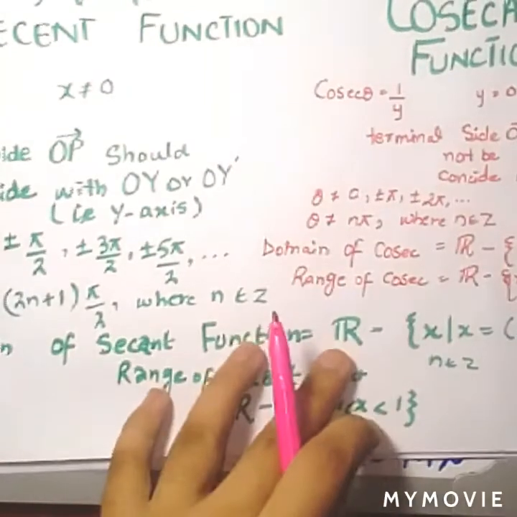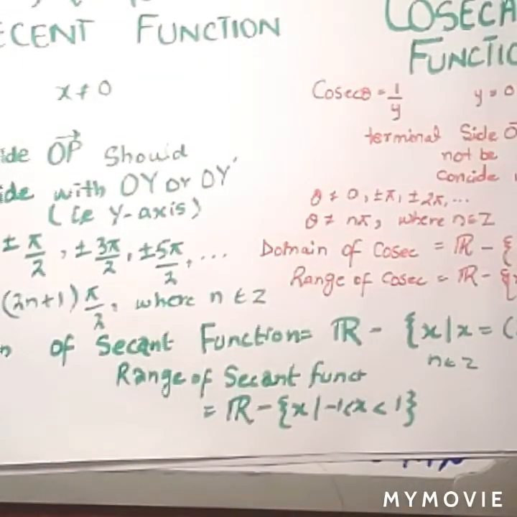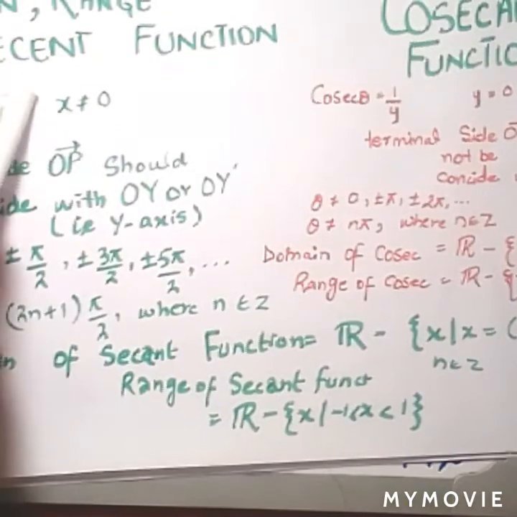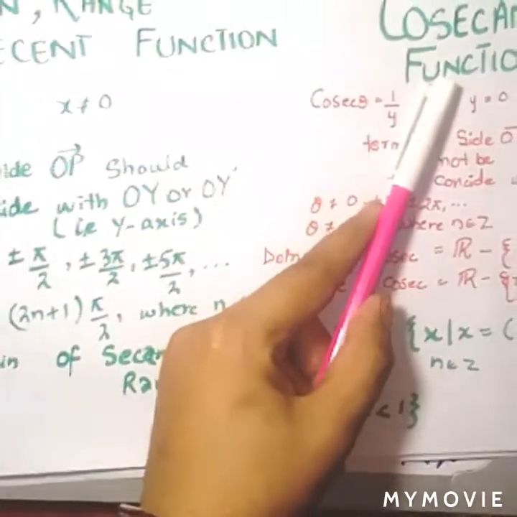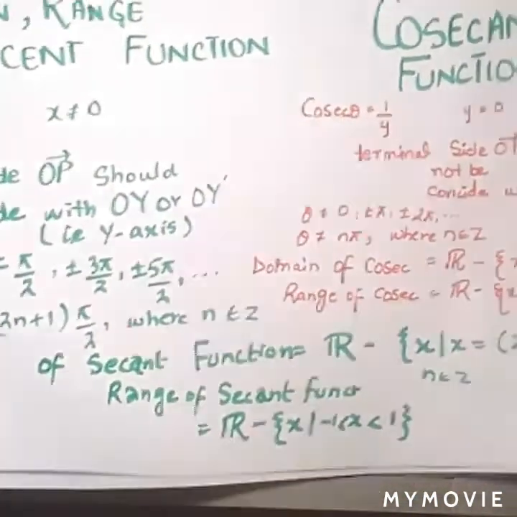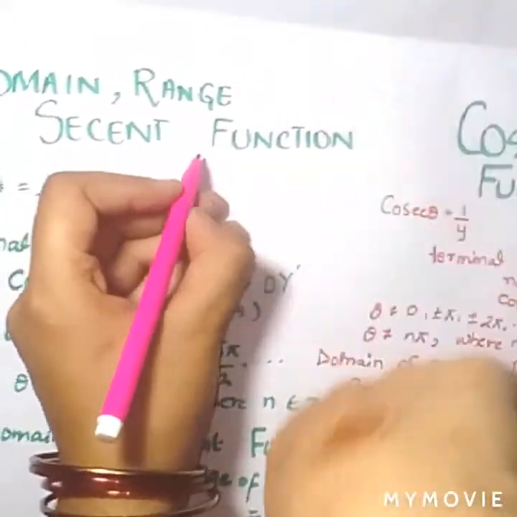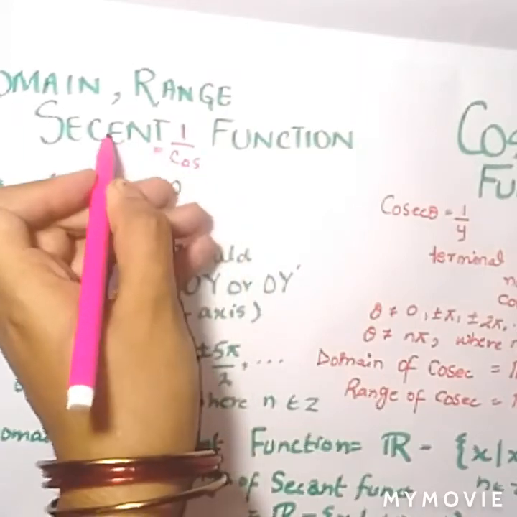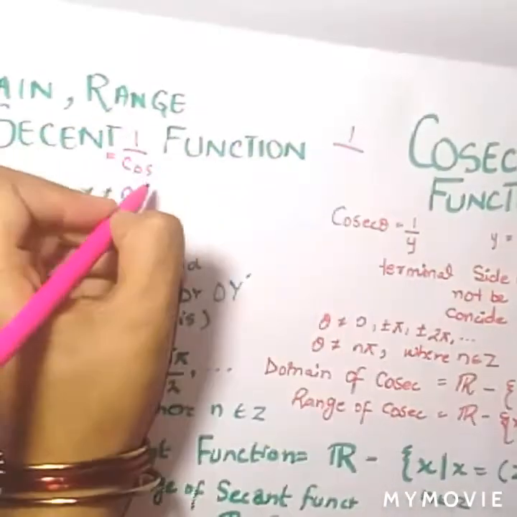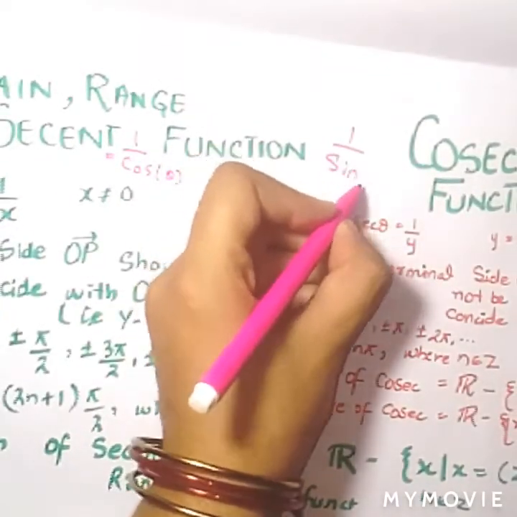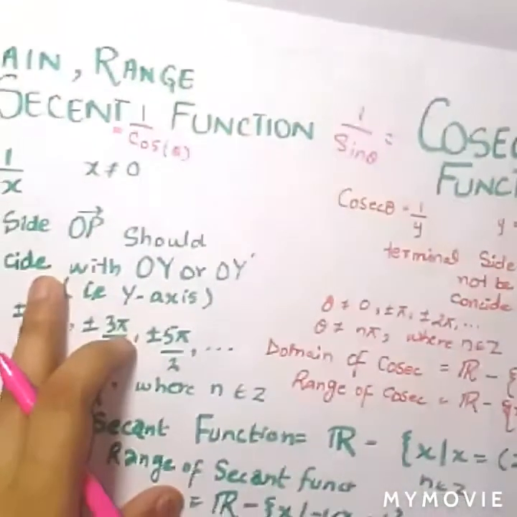Now check the domain and range of the secant and cosecant functions. These functions are familiar to you through cos and sine. The reciprocal of cos is secant, and the reciprocal of sine is cosecant. So 1 over cos theta is equal to secant theta, and 1 over sine theta is equal to cosecant theta.